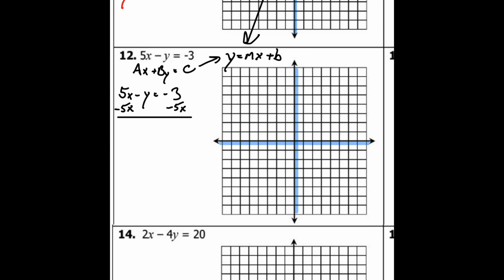On the left-hand side of my equal sign, my 5x's go away. I'm left with a negative y equals, if I'm trying to get this into slope-intercept form, my x comes before my b. It doesn't have to, but that's how we're used to seeing it. So that's how I'm going to write it when I write out my equation here in a minute. My x comes before my b. So keeping that in mind, I'm going to write my x term, negative 5x first, minus 3.